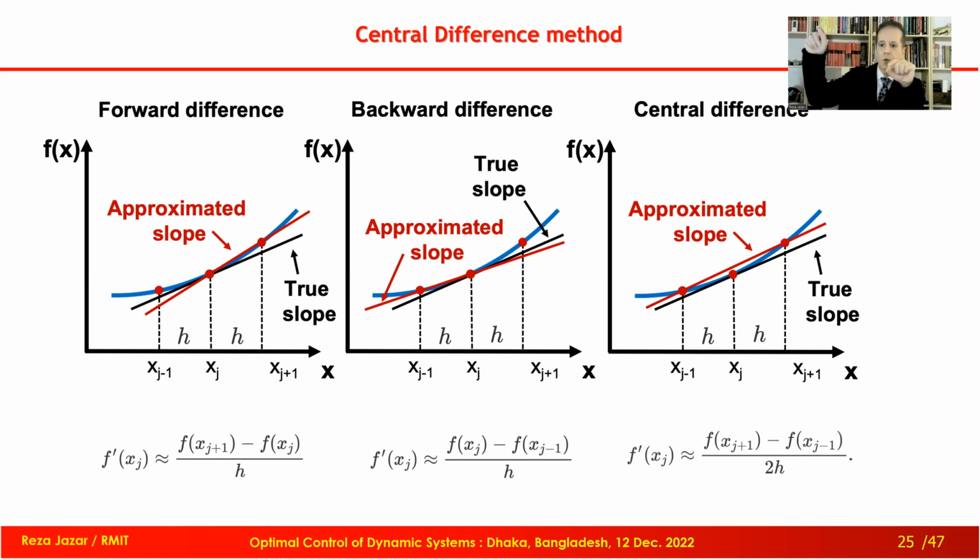The other point, which was forward, x_j plus 1 and f at x_j plus 1, when h is going to shrink, that point is approaching f of x_j. When these two are very close to each other, that f prime, this equation on the bottom, is very close to the value of the slope that we are looking for. This is called forward difference.